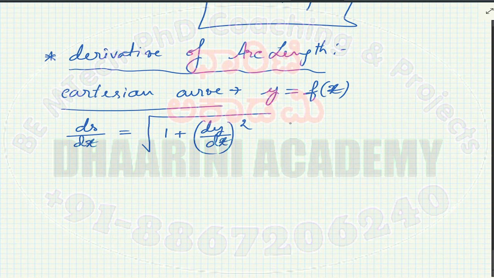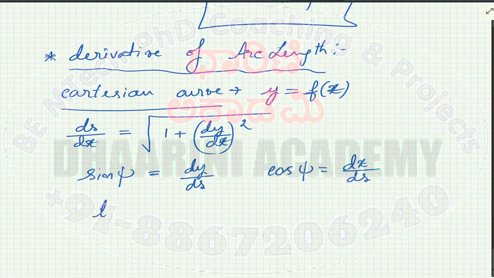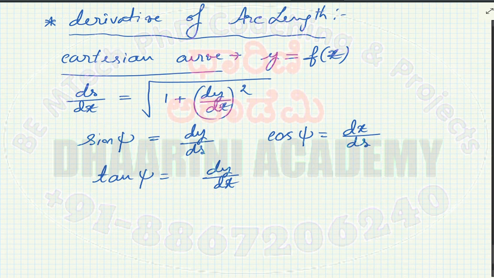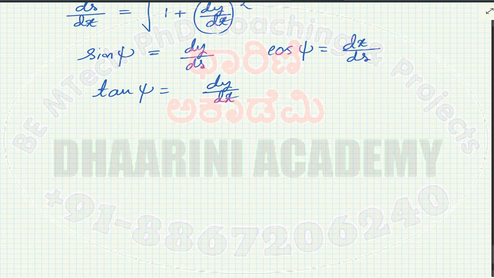Then the second option is you can write sine psi. The psi angle we already denoted when we started the chapter. This is nothing but dy by ds. At the same time, the cosine of the angle psi is dx by ds. You can also calculate the tan. You just have to remember these formulae whenever it is related to the derivative of arc length in Cartesian coordinates. Tan psi is simply dy by dx. These are the formulae we are going to use when solving problems in the Cartesian format.